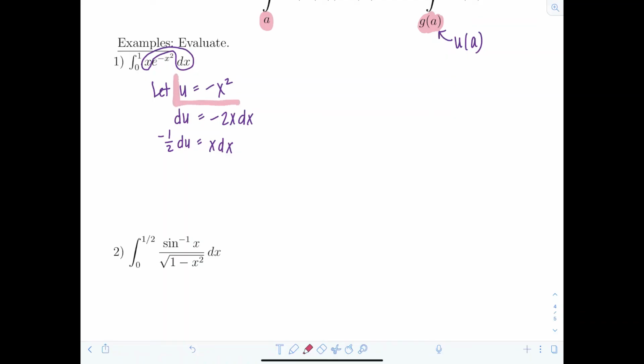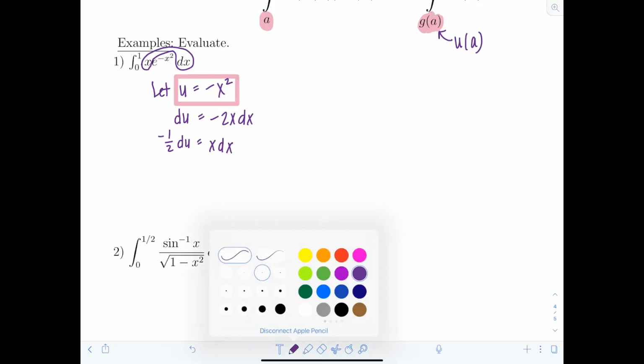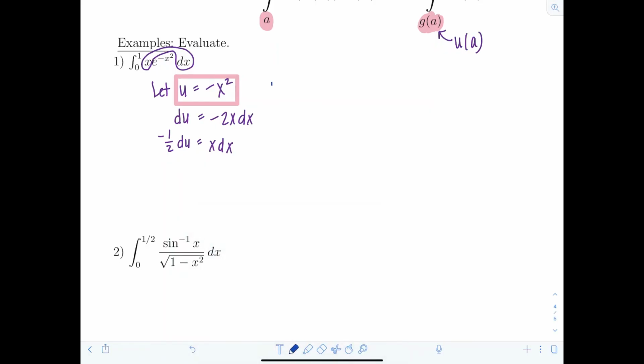Also, I need to change my limits of integration. So since u is equal to negative x squared, I'm going to change the lower limit of 0 and upper limit of 1. So u of 0 is going to be negative 0 squared, which is 0. And then u of 1 is going to be negative 1 squared, which is negative 1. So now I'm ready to rewrite my integral entirely in terms of u. So I'm going to have the integral from 0 to negative 1, e to the u, and then x dx is negative 1/2 du. So let's put the du here. Let's throw this negative 1/2 outside. Okay, can you guys handle that?